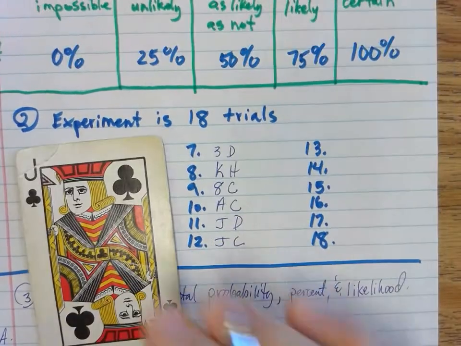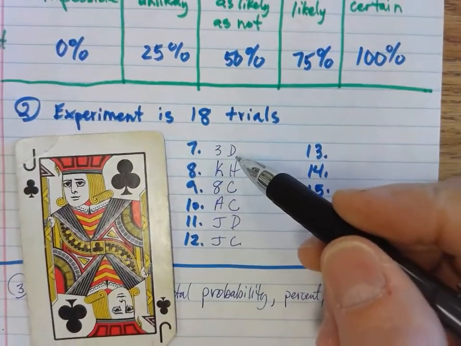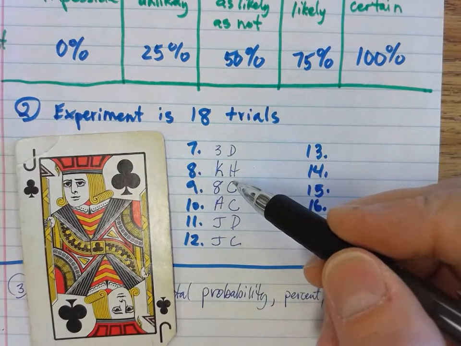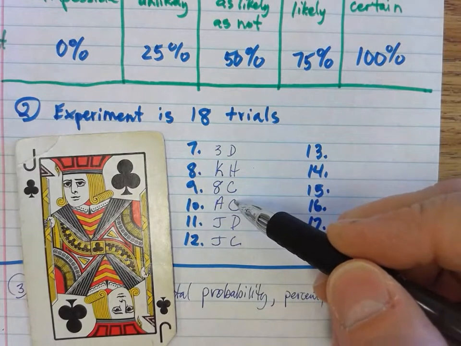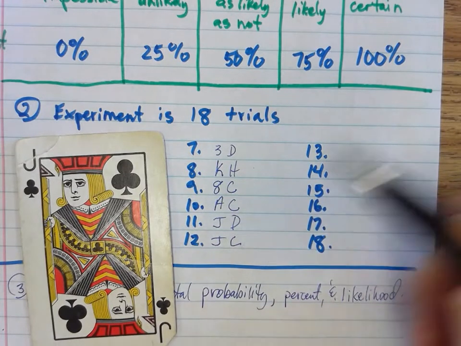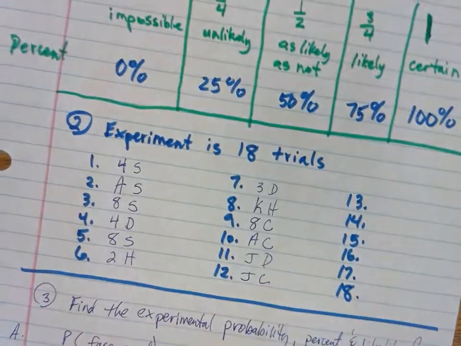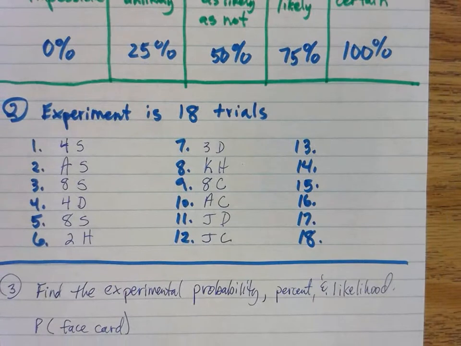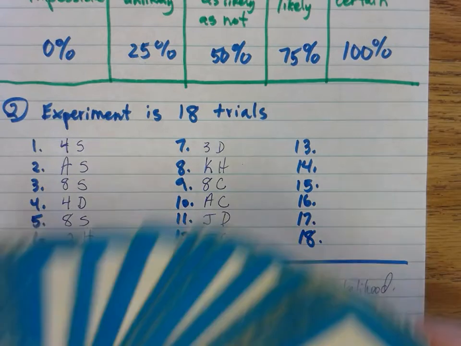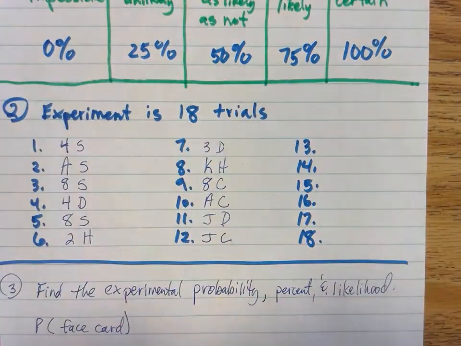All right, so for my number 7, I got a 3 of diamonds, King of hearts, 8 of clubs, Ace of clubs, Jack of diamonds, and Jack of clubs. So right there, I got 3 face cards out of that little run. All right, so far I've done 12 trials, and now I got 6 left. So you can go ahead and make sure you got all that written down. Well, I'll take a little shuffle here, and we're going to head off to our last 6 trials in the experiment. All right, I got them all shuffled up, and here we go, ready to go.